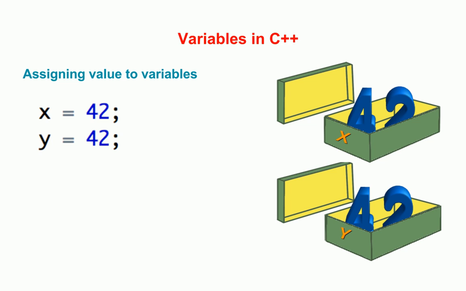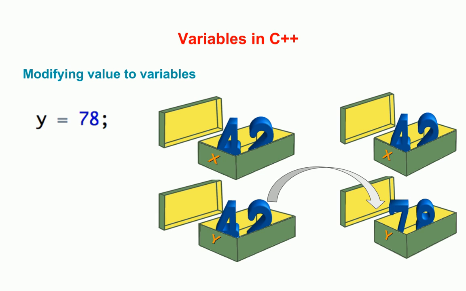To assign a value to the variables, we can use the equal to sign, also known as the assignment operator. The way we assign values to variables is more or less the same in most programming languages. Let's assign the value 42 to both variables x and y, and we can see that both numbers are physically saved in the memory, which correspond to the two storage boxes on the right side.